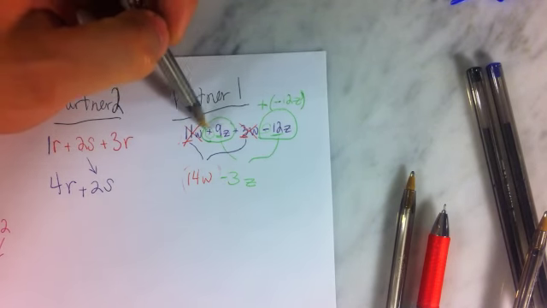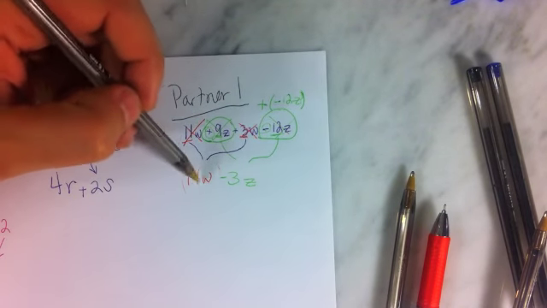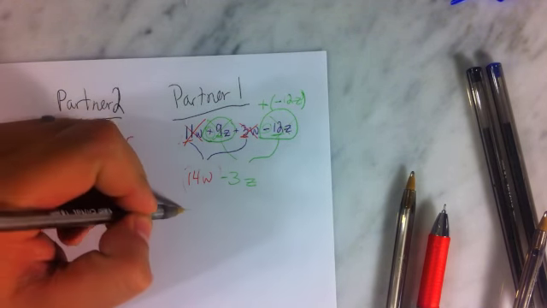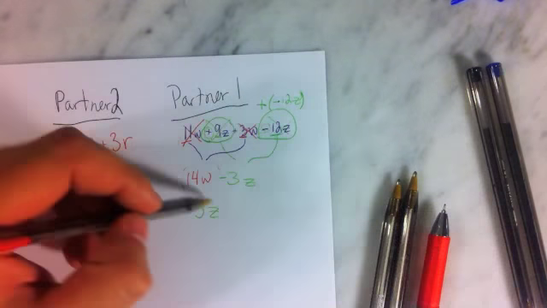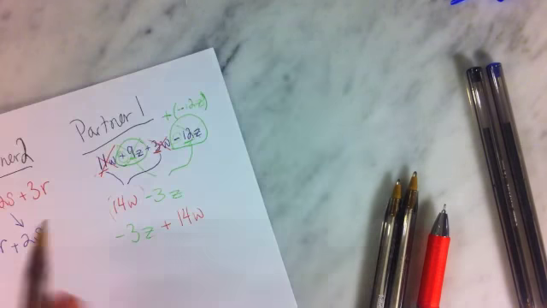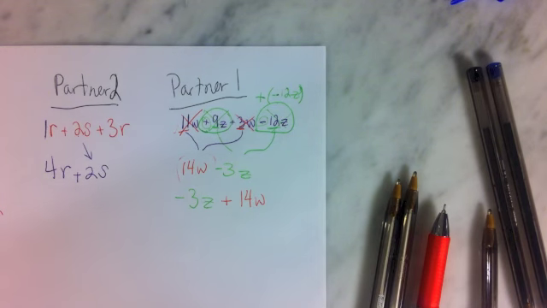Now that we've combined all of our terms, we are done with the problem. We have 14w minus 3z. Or the other way you could have written it would be negative 3z plus 14w. Okay, if you guys got either of those answers, you did a very good job. Let's move on.